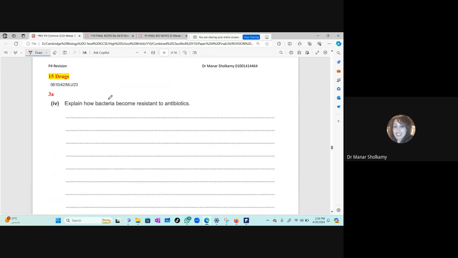Good. Explain how bacteria become resistant to antibiotics. Mutation. Very good. We start with mutation. And then because of the mutation, what do we have? Variation. Competition. Very good. I have competition between the resistant and the non-resistant strains. And then who will die? Who will survive?